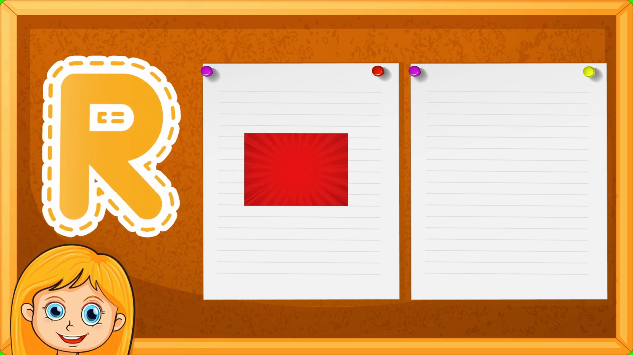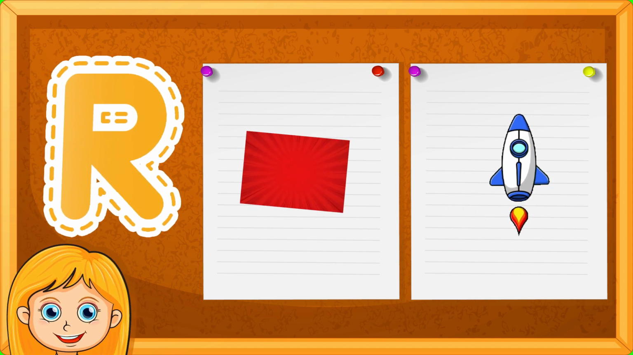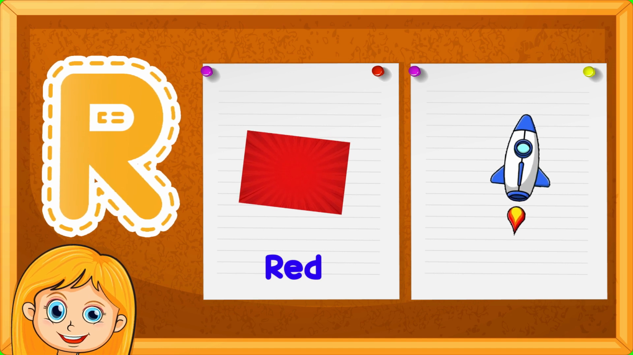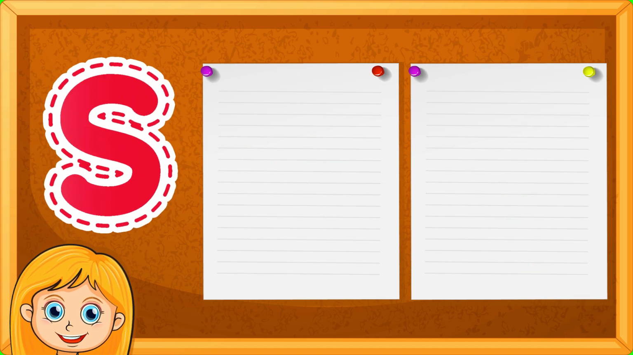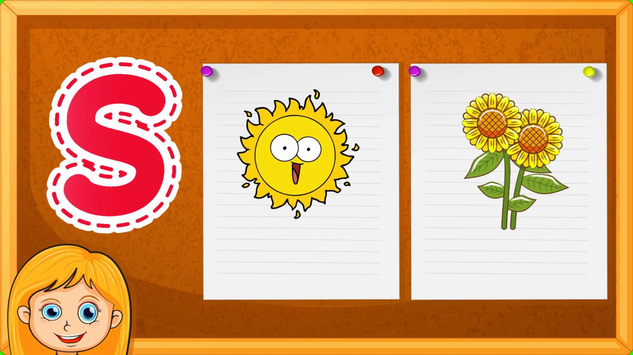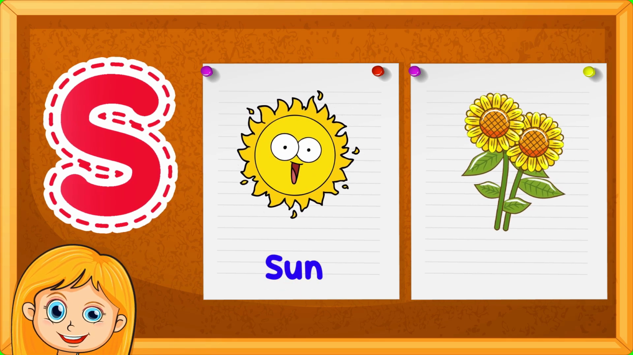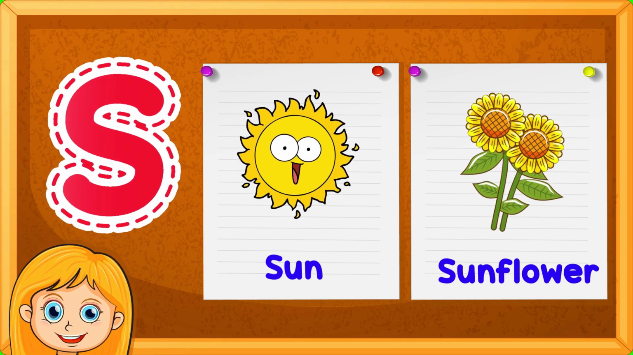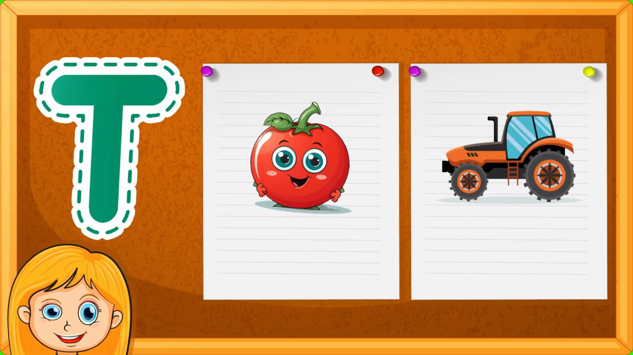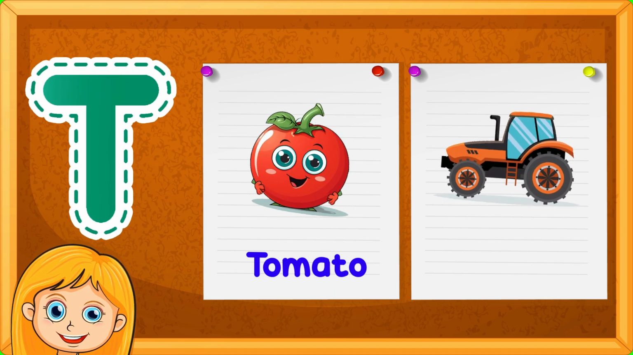R is for red, red. R is for rocket, rocket. R is for red. R is for rocket. S is for sun, sun. S is for sunflower, sunflower. S is for sun. S is for sunflower. T is for tomato, tomato. T is for tractor, tractor. T is for tomato.